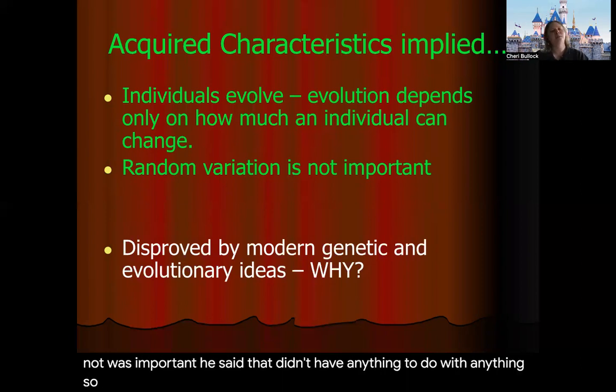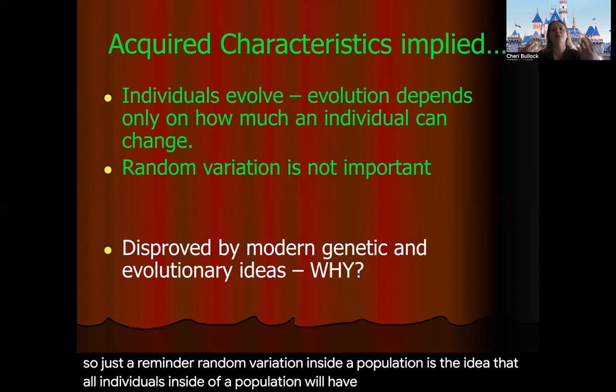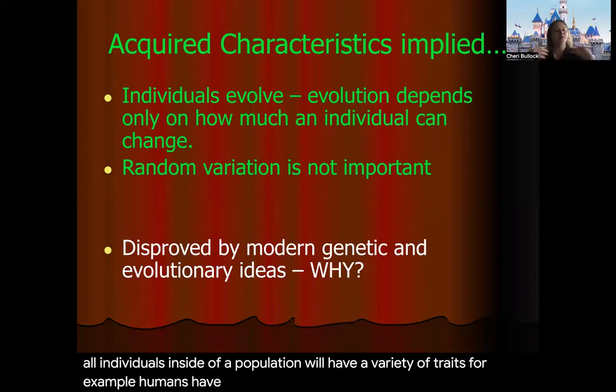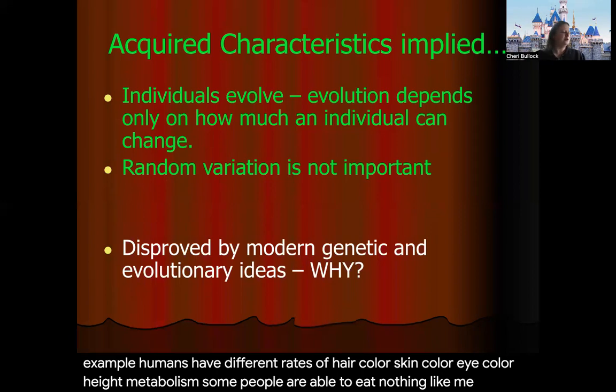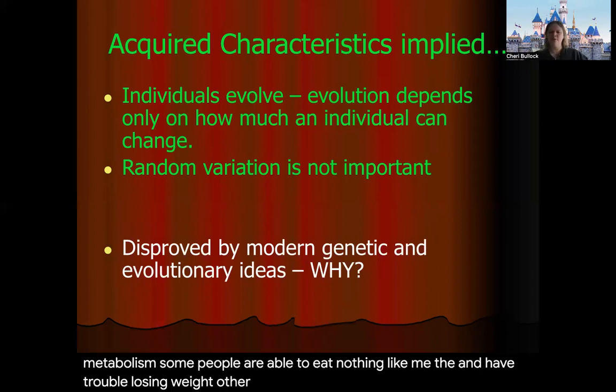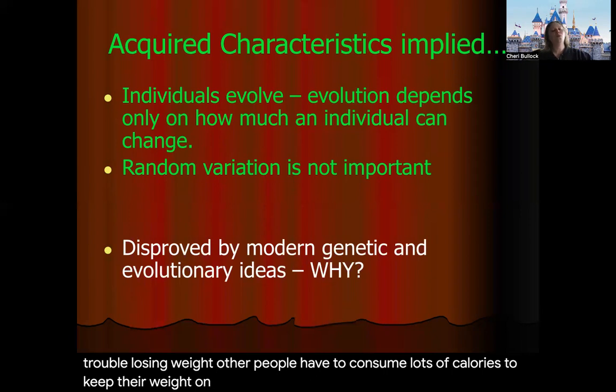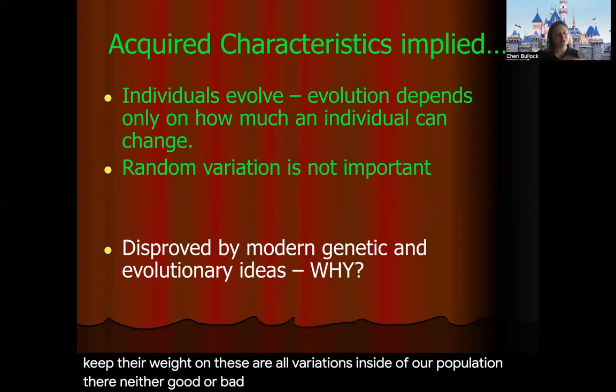So just a reminder, random variation inside a population is the idea that all individuals inside of a population will have a variety of traits. For example, humans have differing traits of hair color, skin color, eye color, height, metabolism. Some people are able to eat nothing, like me, and have trouble losing weight. Other people have to consume lots of calories to keep their weight on. These are all variations inside of our population. They're neither good or bad, they just are there.